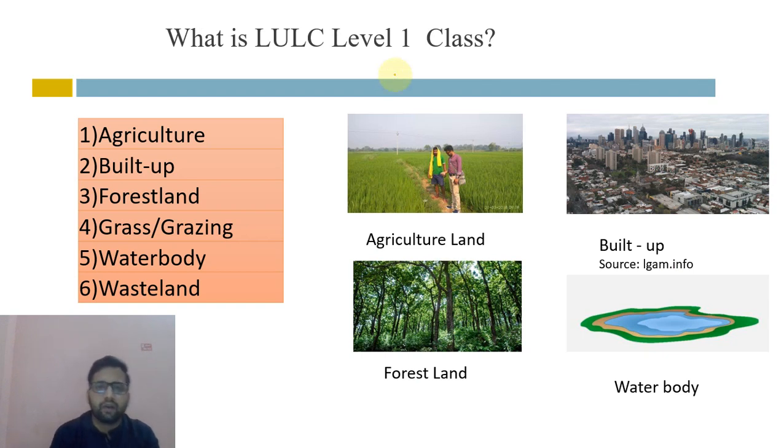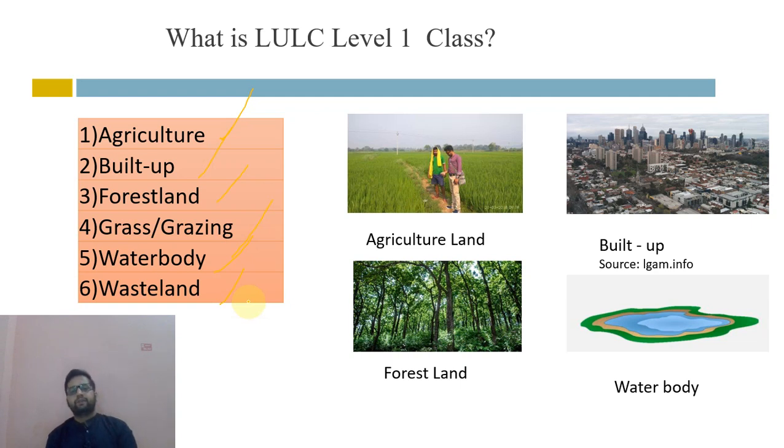Now we want to know what are the LULC level 1 classes. The broad category or primary features of the earth surface are called level 1 classes. The major level 1 or broad classes are agriculture, built up, forest land, grazing, water body and wetland.